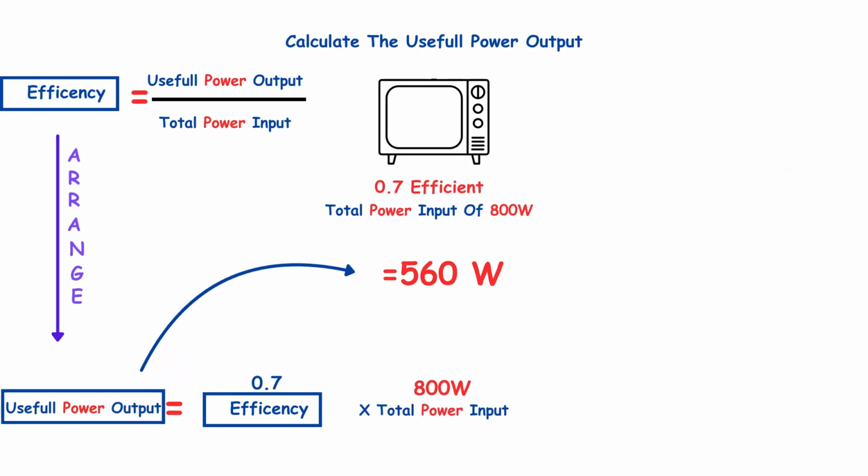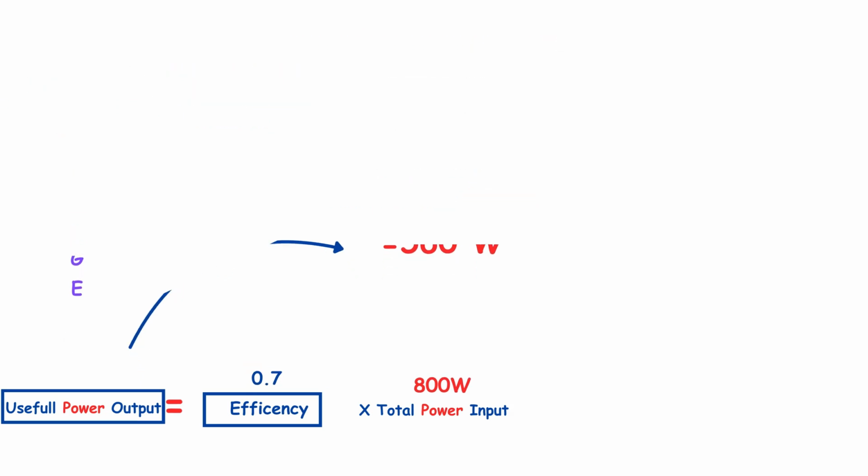Let's now try an example using power. Suppose a microwave is 70% efficient and has a total power input of 800 watts. To calculate useful power output, we first convert efficiency into a decimal by dividing 70 by 100, giving 0.7. Then we multiply 0.7 by 800 to get a useful power output of 560 watts.